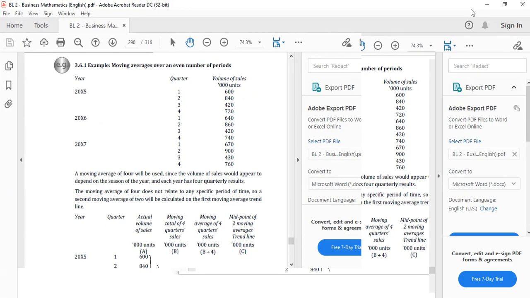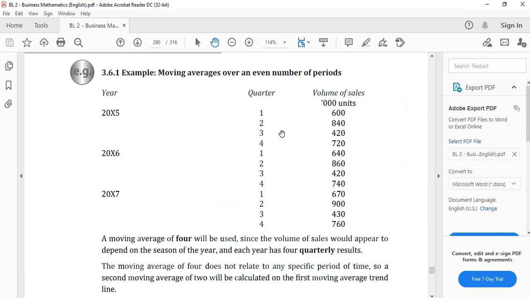In this scenario, they have given sales for each quarter for 3 years, 2005, 6 and 7. For a series of quarters, they have given data of sales units. And they've asked us to calculate the moving average of 4. Sometimes they will tell us to calculate for 4 periods, sometimes they will not tell us.